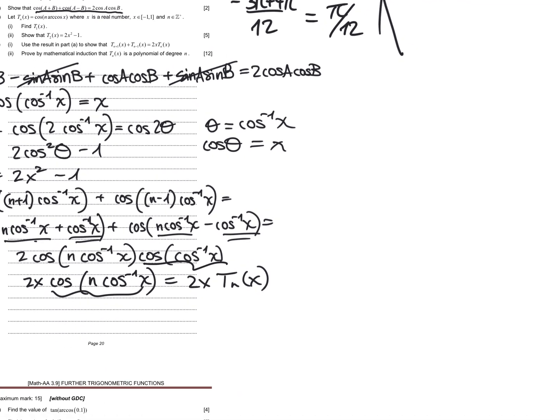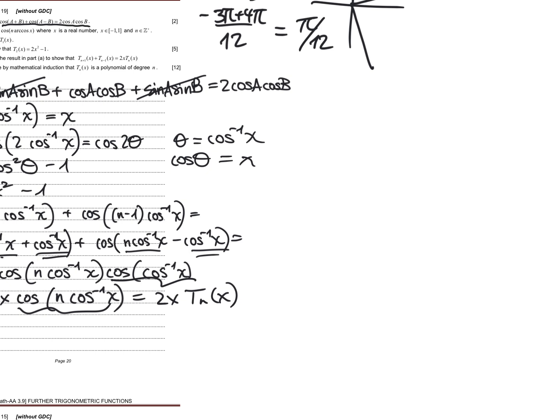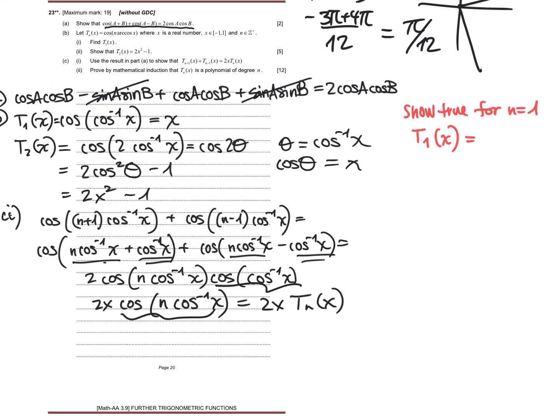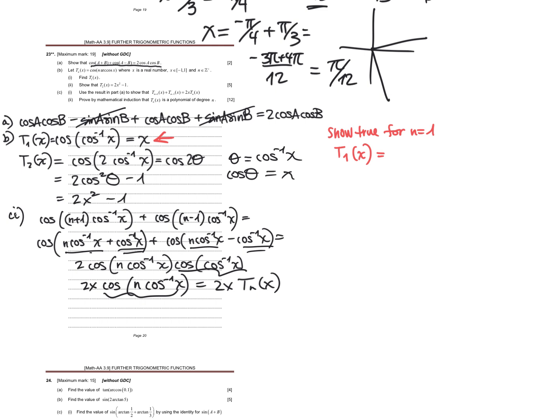So, prove by induction that T_n is a polynomial of degree n. Okay, just to go through the whole process again, we're going to show it's true for n equals 1. So that is what we did here. Cosine of the cosine inverse of x equals x. Okay? So x to the 1. So n is 1, and it's also degree 1.